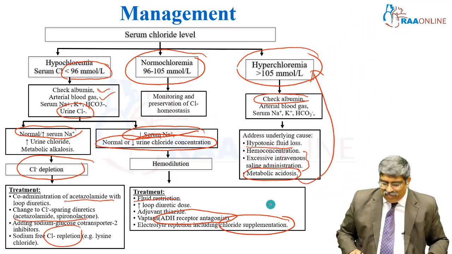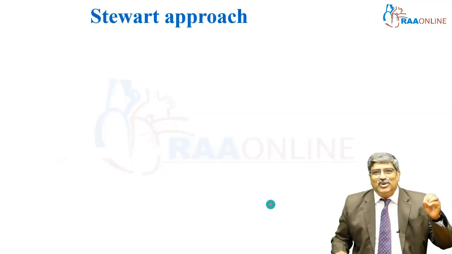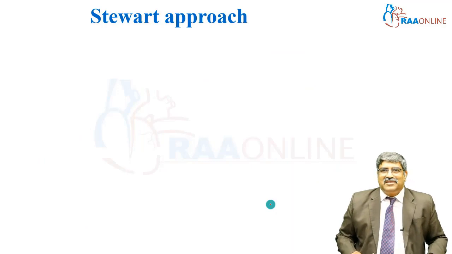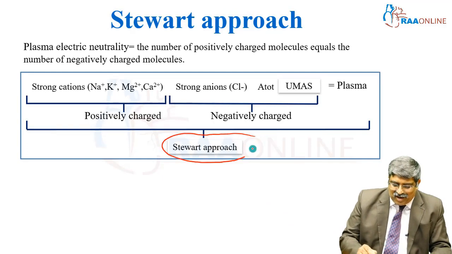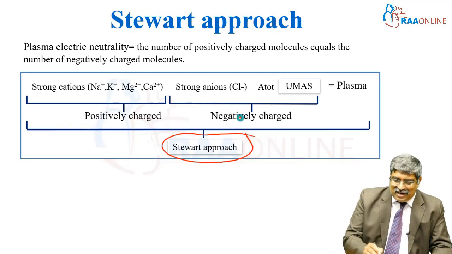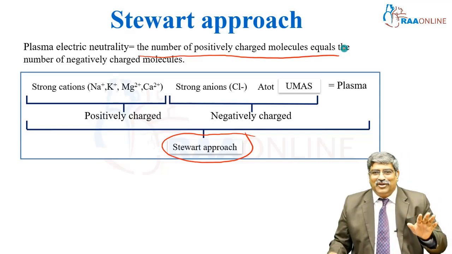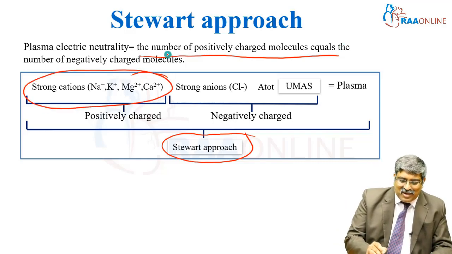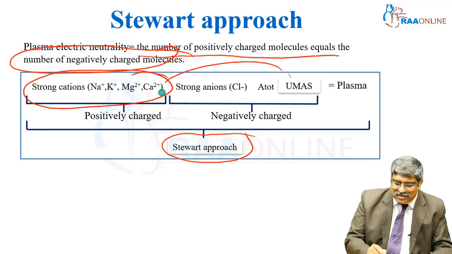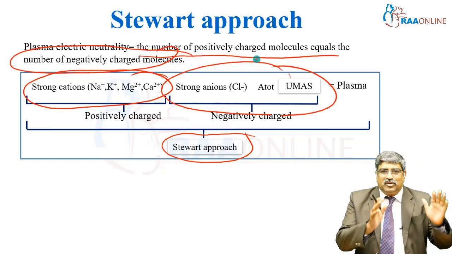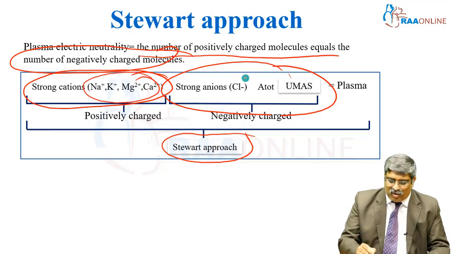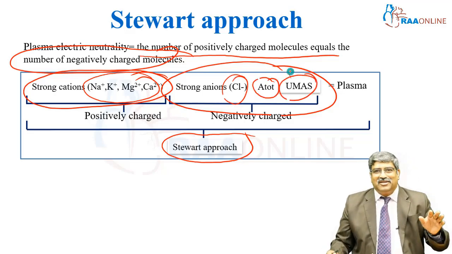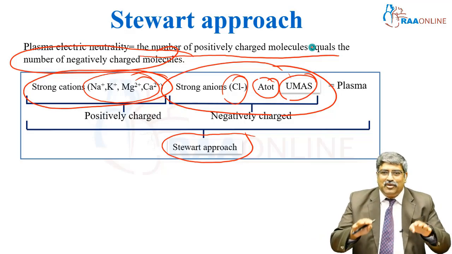Now, coming to various terminologies which might be associated with chloride ions. First is physiological electrical neutrality, that is through the Stewart approach. Here, what is it? The number of positively charged molecules equals the number of negatively charged molecules. So, your cations, sodium, potassium, magnesium and calcium equal the anions, chloride, lactate, weak acid and the unmeasured anions. Both will be equal and the electrical neutrality will be maintained.